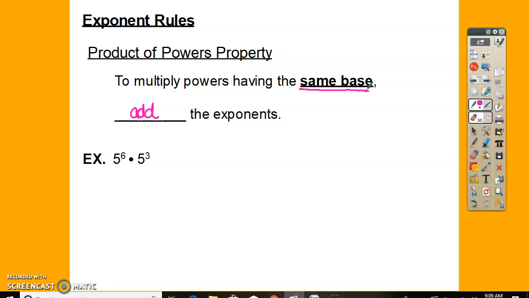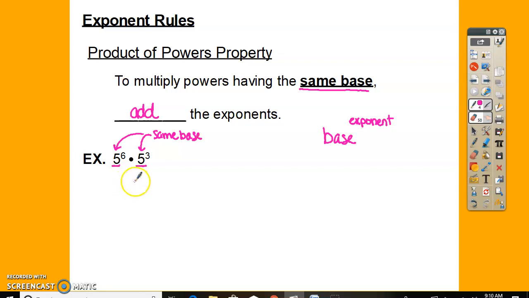So if we look at the example down below, we have 5 to the 6th power times 5 to the 3rd power. Whenever you're setting these up, the bottom number is your base, the top is your exponent. What's important is that these two pieces that you are multiplying together have the same base, which these do. These both have a base of 5. So if I am multiplying two things together with the same base, the shortcut is to just add their exponents.